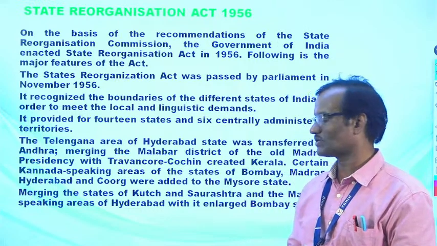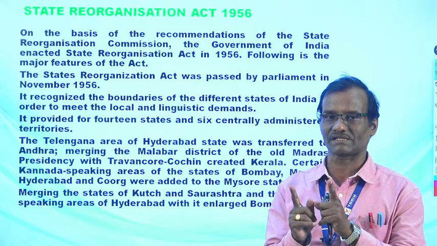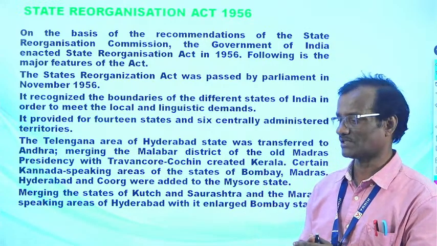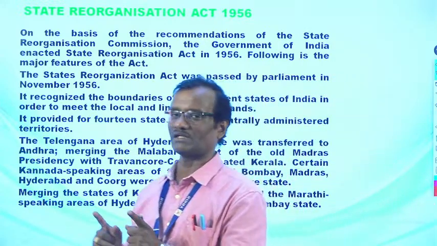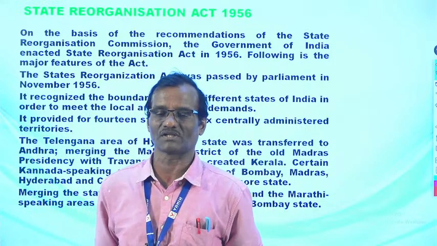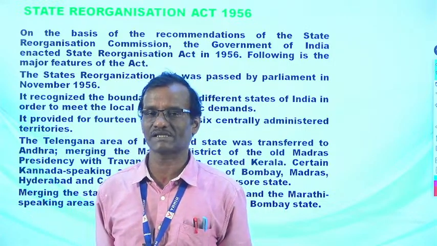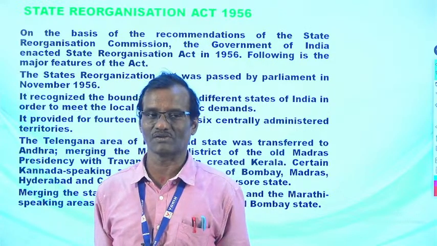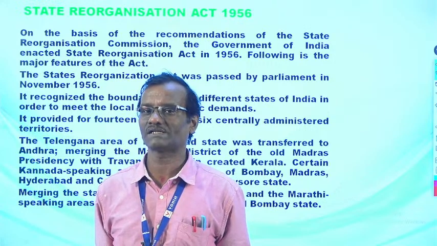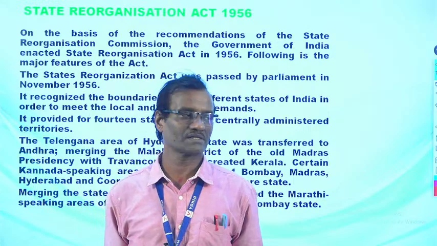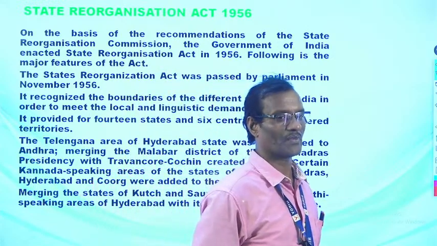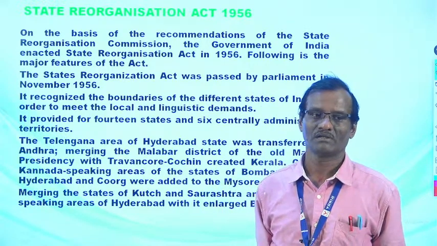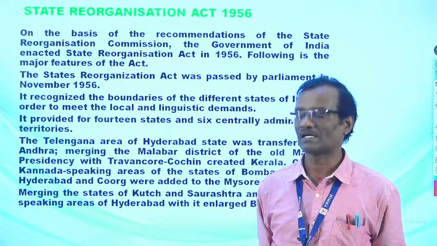I have forgotten to tell you that Part A states were in Part 6 of the Constitution. Part B states were in Part 7 of the Constitution. Part C states were in Part 8 of the Constitution, and Part D states were in Part 9 of the Constitution. These were the different parts which remained in different parts of the Constitution.